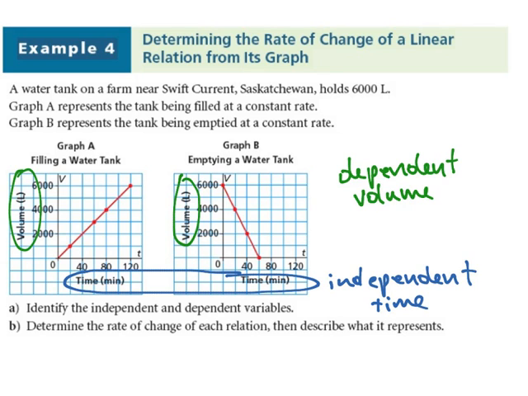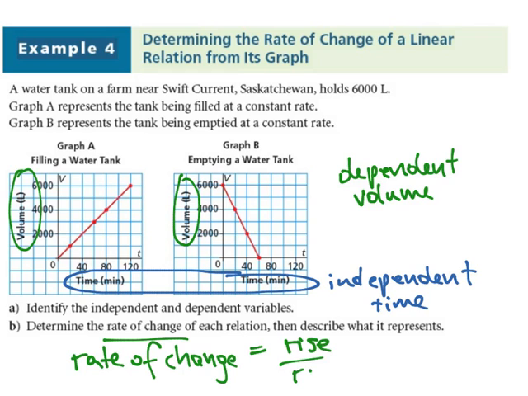So what about the rate of change? There's a specific formula for this. It's considered rise over run, or in this case, it's also considered slope. And what is this rise over run? Well, the rise over run is, in other words, a division, or a ratio, between the dependent variable and the independent variable.